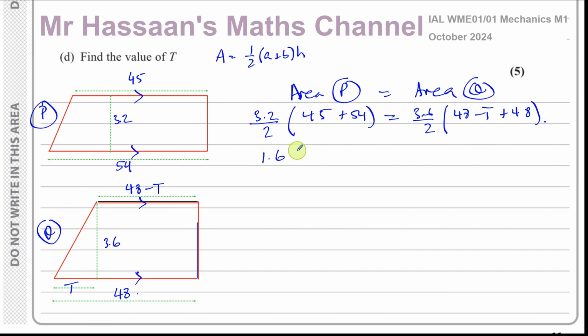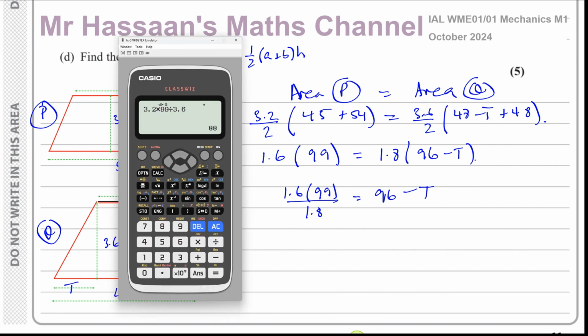This is going to be 1.6 times 99, is equal to 1.8 times 48 plus 48, which is 96 minus t. So we're going to do 1.6 times 99 over 1.8, and that's equal to 96 minus t. So let's work out what this is. You have 1.6 times 99 divided by 1.8. That gives you 44 over 5, which is 8.8.